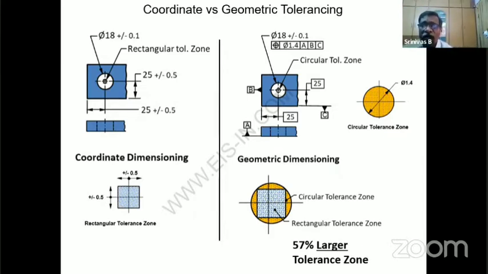If at all you have any questions, please wait. I would go to the last topic, selection of datums. I hope this is clear. But this 57% is for position only, not for every GD&T callout, not for flatness, for this, for that. No, for position we compared conventional with GD&T. This is giving additional tolerance of 57%.